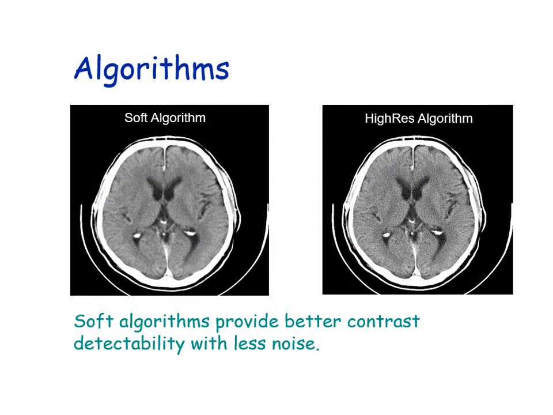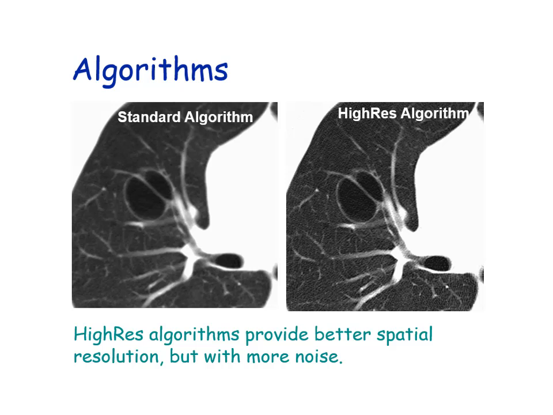Algorithms. Soft algorithms provide better contrast detectability with less noise. High-res algorithms provide better spatial resolution, but with more noise.